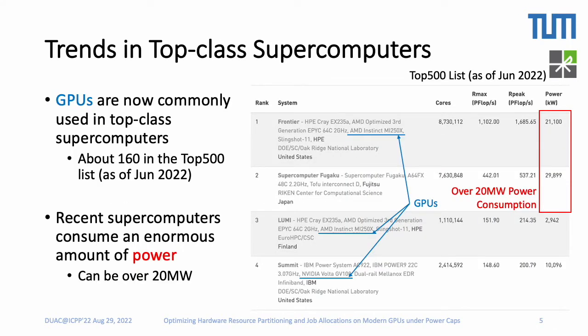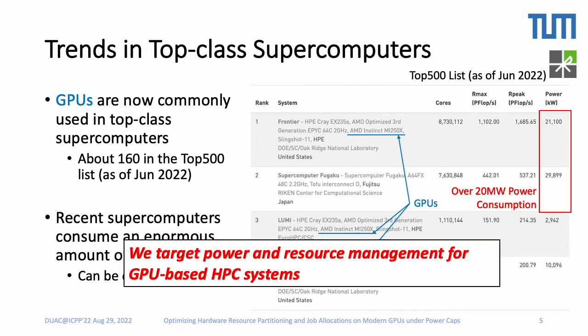GPUs are now commonly used in top-class supercomputers. About 160 systems in the top 500 lists are GPU equipped, and power consumption is becoming more and more significant problem in supercomputers. If we look at top-class supercomputers, power consumption can be over 20 megawatt, and we need to care about that. For that, we target power and resource management for GPU-based heterogeneous HPC systems.